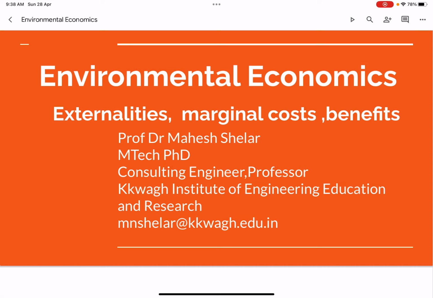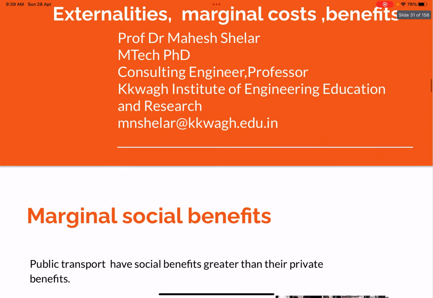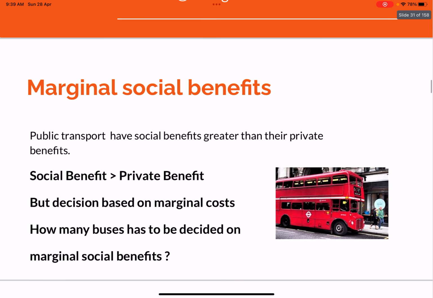Friends, in this lecture, we would be spending some time on the two core concepts in environmental economics, namely marginal cost and marginal benefits. These are associated with our discussion of negative externalities and positive externalities. While discussing positive externalities, we said that a public transport system could be considered as an example of positive externality because in this case, the private benefit is much less than the social benefit.